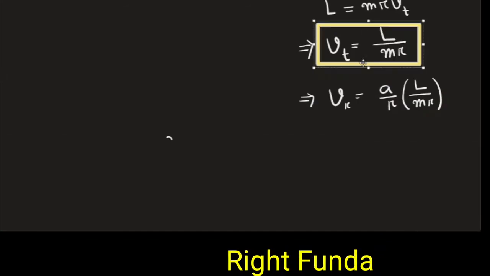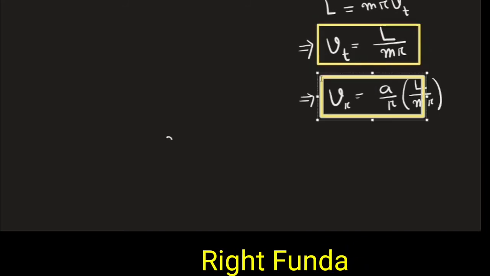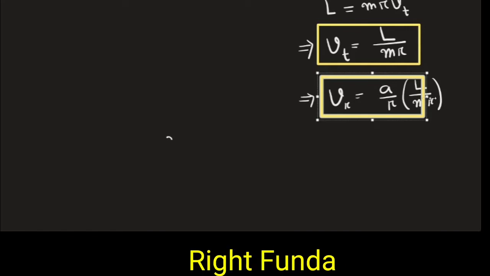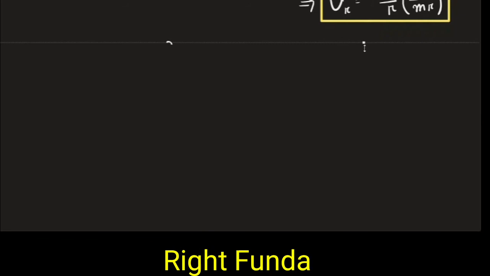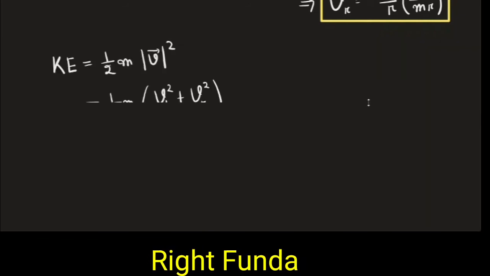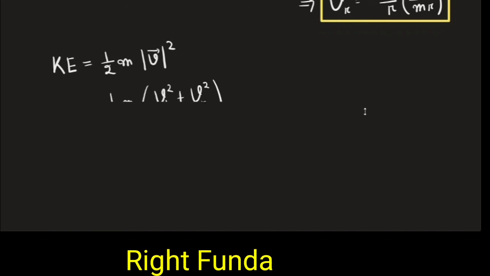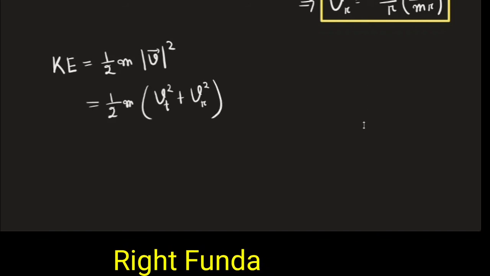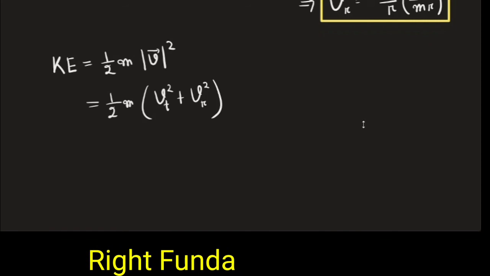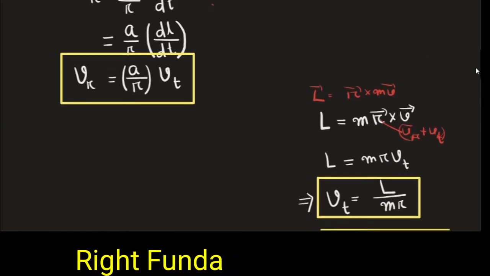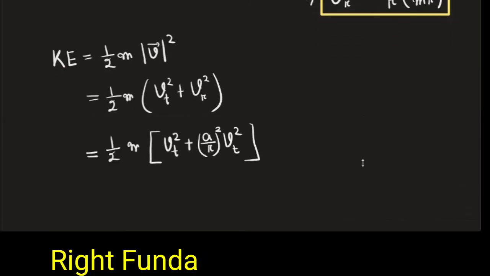So I got the tangential component velocity and the radial component velocity, both I obtained. Once I get both components of velocity, and the particle is going in a two-dimensional motion, I can write the kinetic energy of the particle as half m into speed square. For the speed square, I'll write the radial component square plus tangential component square. We know the relation between the radial and tangential components that we have calculated here, so I write the radial component in terms of the tangential component.